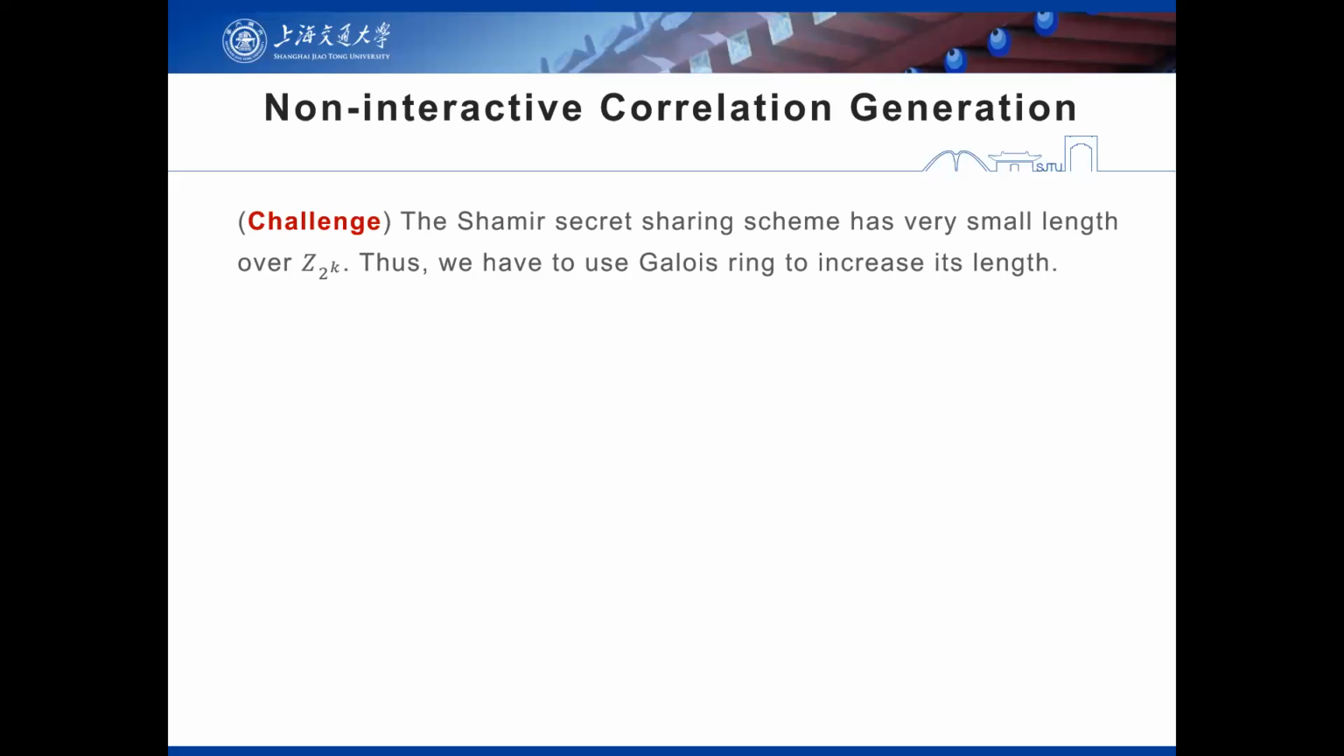Okay, the challenge is that the Shamir secret sharing scheme has a very small length over Z_2^k. Because in F_2^k you have 2^k points, but in Z_2^k you only have 2 points. So if you do Shamir secret sharing, you only get 2 points. So we have to use the Galois ring to increase the length, because in the Galois ring we consider an extension field, and we have more points for interpolation, so we can make the degree higher.